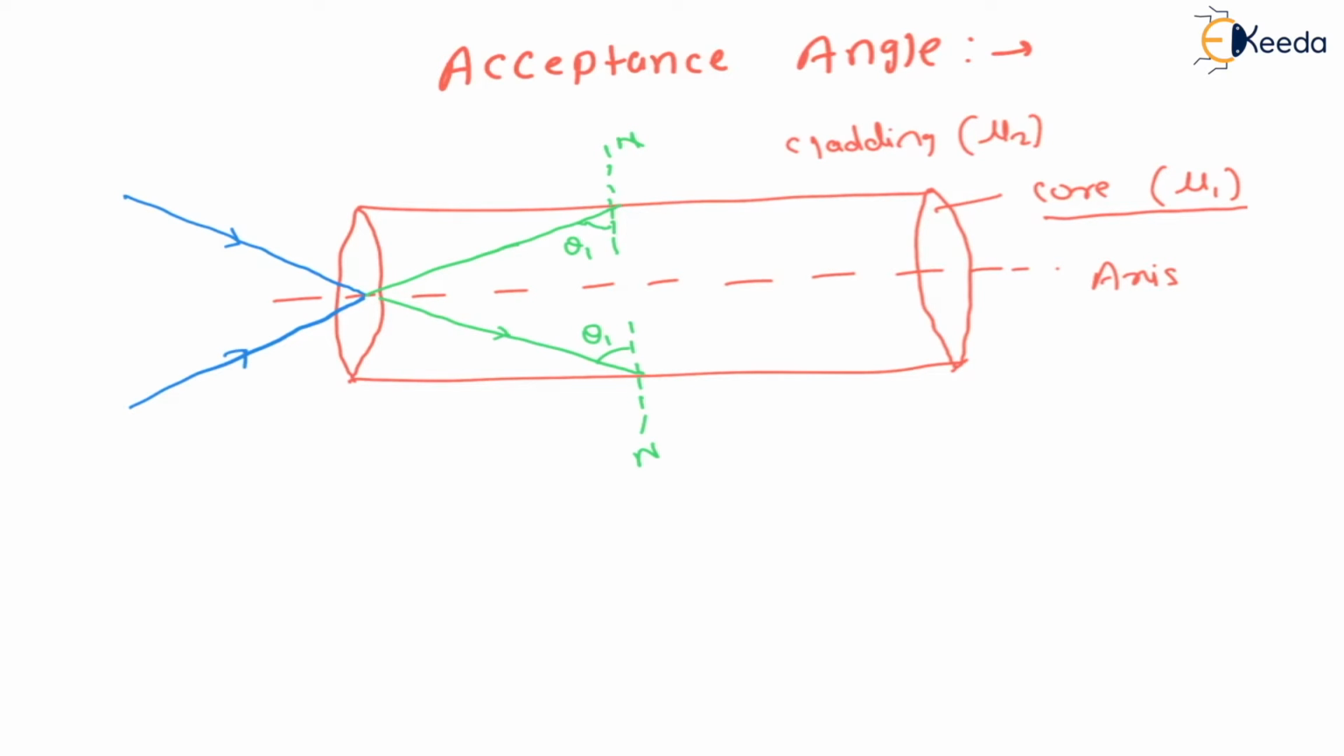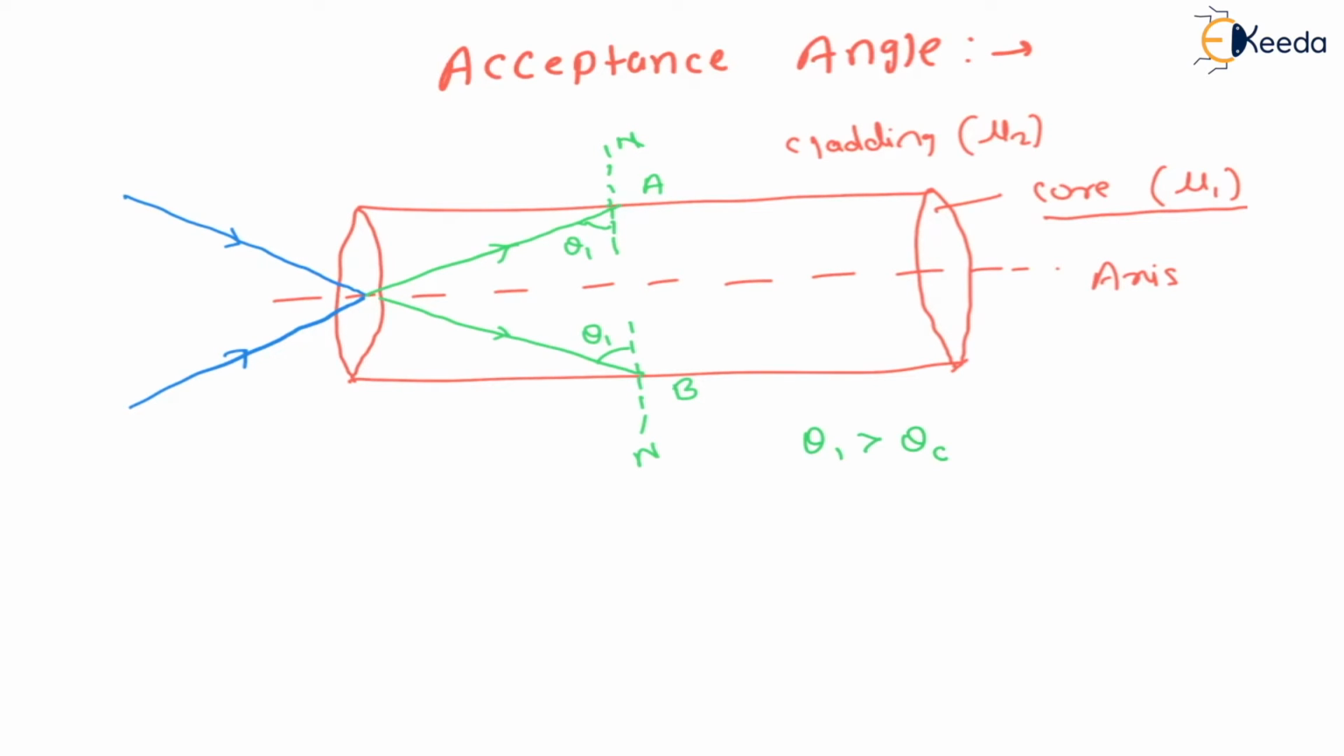Now see, as we know, for total internal reflection this angle of incidence must be greater than the critical angle. So here we'll write: this theta 1 has to be greater than the critical angle, that is theta c. Why? Because only then will total internal reflection take place at these two points. Let us label them as point A and point B.